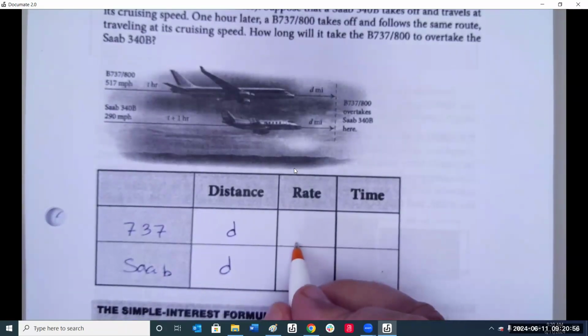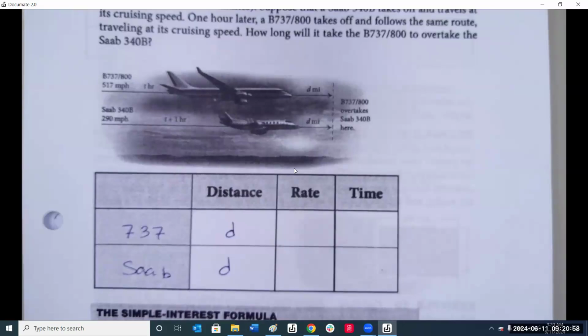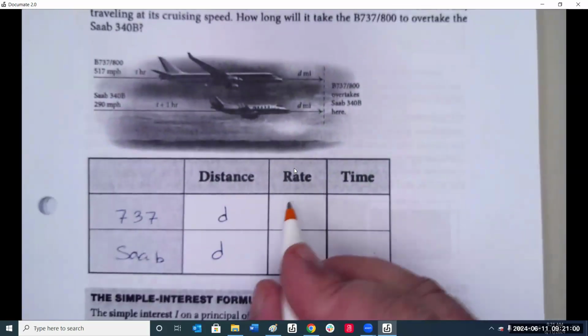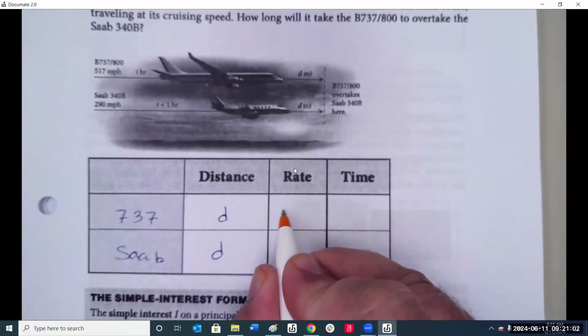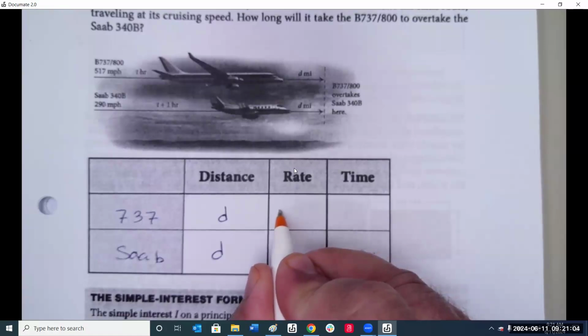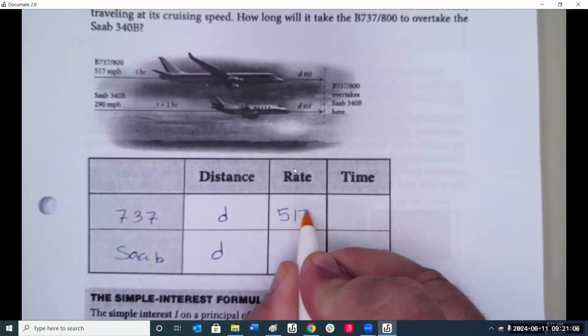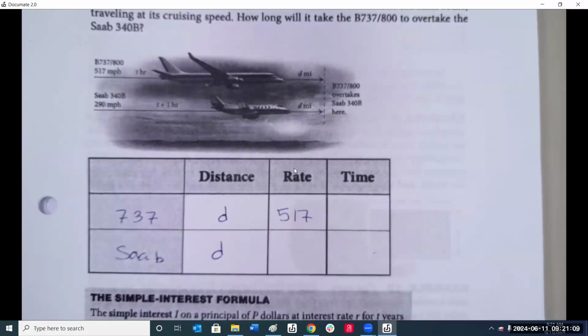What's the rate? The rate of the 737 is what? 517 miles an hour. And the speed of the Saab is 290. Do we know how long it's gonna take them? No, that's what we're looking for. Times the unknown.